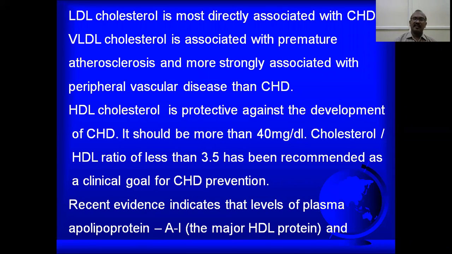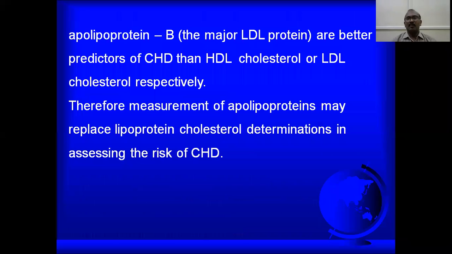Recent evidence indicates that levels of plasma apolipoprotein A1, the major HDL protein, and apolipoprotein B, the major LDL protein, are better predictors of CSD than HDL cholesterol or LDL cholesterol respectively. So apolipoprotein A1 is a marker for HDL protein, and apolipoprotein B is a marker for LDL lipoproteins. If we measure these levels, they are better predictors. Therefore, measurement of apolipoproteins may replace lipoprotein cholesterol levels in assessing CSD.